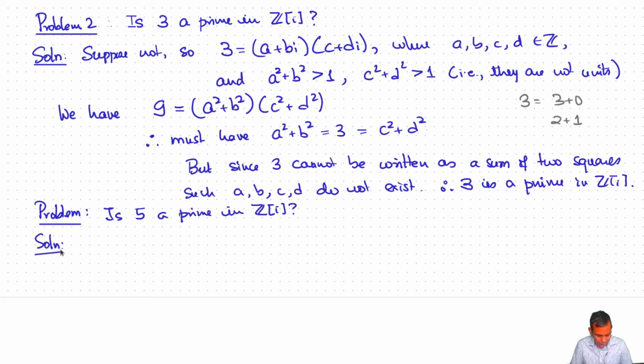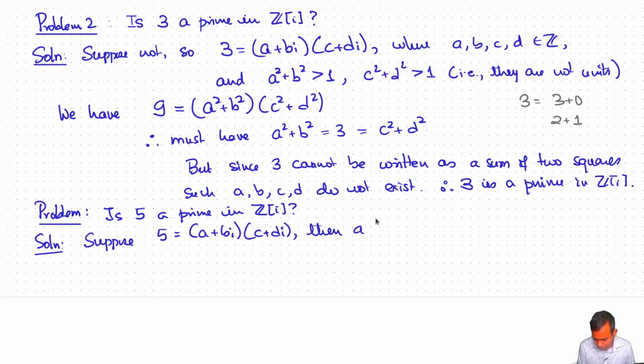So here's the solution. Suppose not, so again we'll proceed exactly as follows. Suppose 5 were of the form (a plus bi)(c plus di), then we would have, as before, a squared plus b squared equal to 5, and that's also c squared plus d squared. Okay, just the same calculation as before, I just changed 3 to 5.